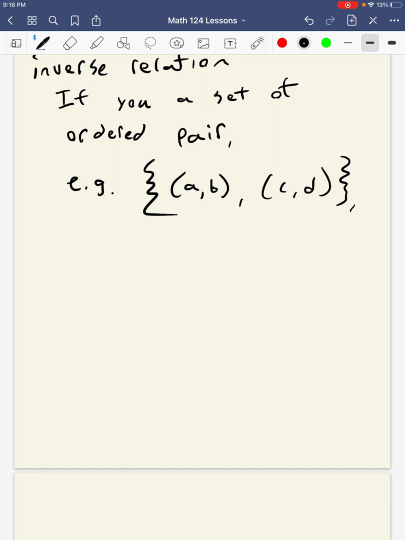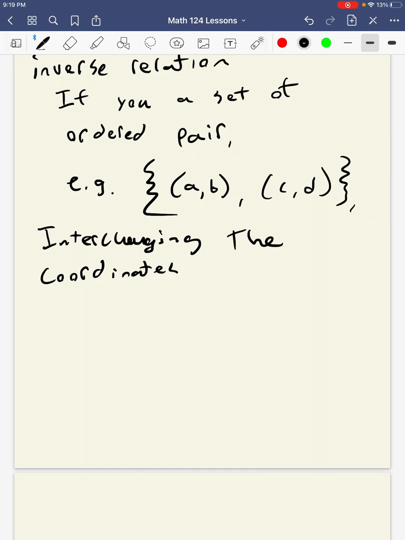Just one example. So if you have an ordered pair, interchanging the coordinates of this ordered pair produces the inverse relation. So let me write that down. Interchanging the coordinates of the pairs produces an inverse relation.